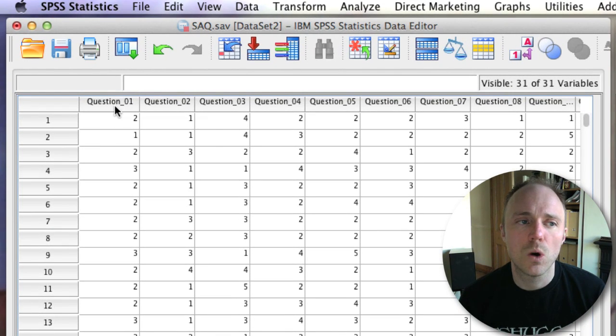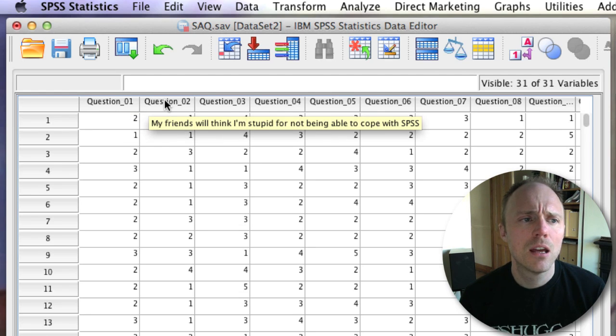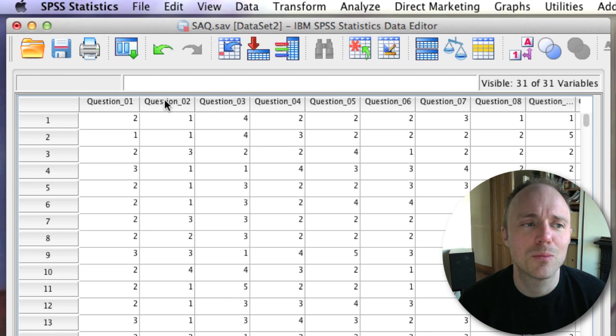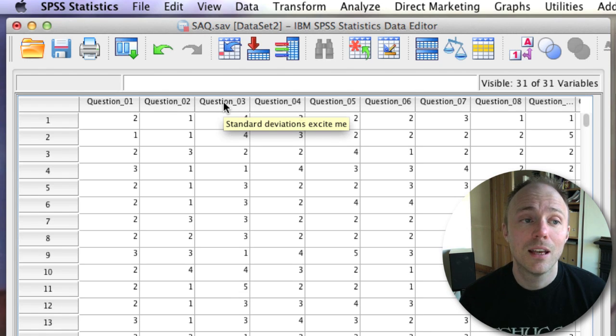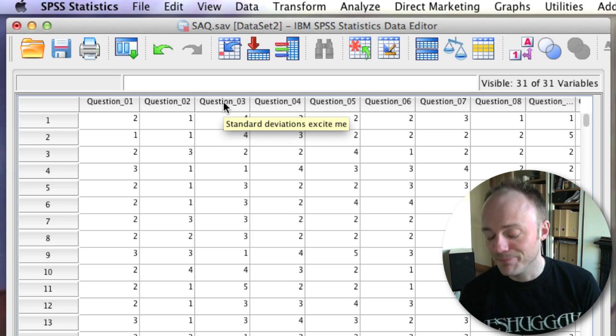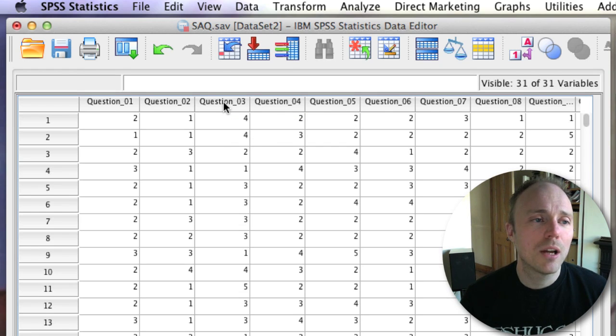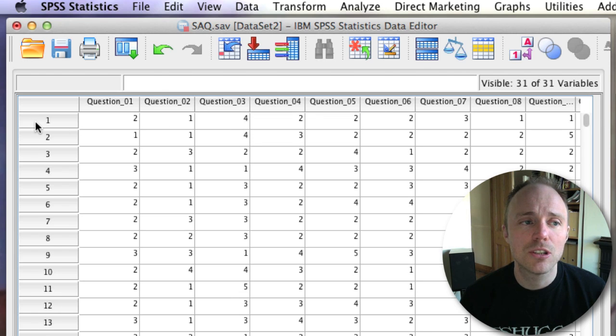So we've got question 1 in column 1, and that question was "statistics makes me cry." Question 2, "my friends will think I'm stupid for not being able to cope with SPSS." And then question 3, which is in column 3, "standard deviations excite me." Well, don't they excite everyone? So we've got each question in a different column, and because this was given out to humans, each participant as a row.